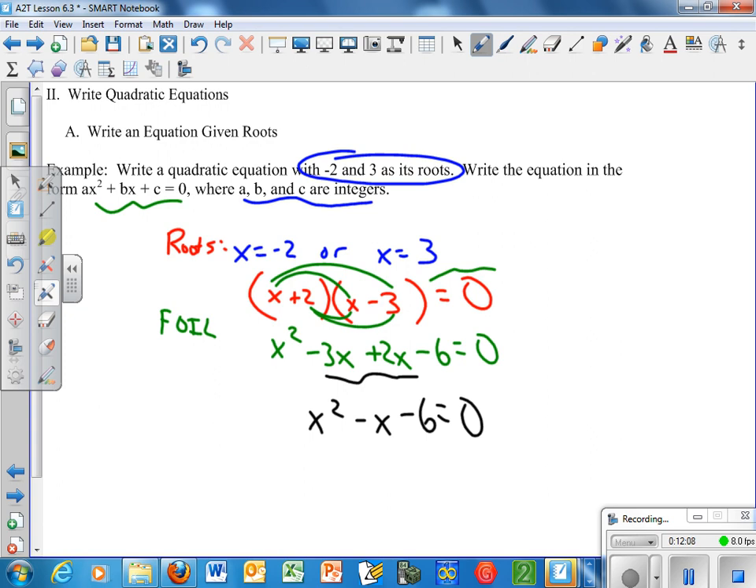Notice a, b, and c are integers. A would be 1 in front of x squared, b would be negative 1, c would be negative 6. So there's our solution.